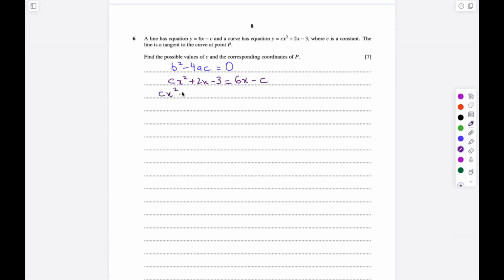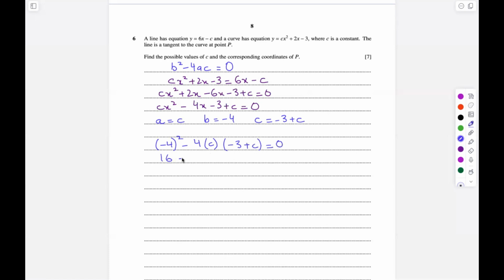Bringing 6x minus c on the right hand side, that will become cx squared plus 2x minus 6x minus 3 plus c equals 0. Simplifying this, we'll get cx squared minus 4x minus 3 plus c equals 0. So the coefficient of x squared is c, so the value of a will be c. The coefficient of x is minus 4, so b will be minus 4, and the constant term is minus 3 plus c. Now substituting this in b squared minus 4ac, that will become minus 4 whole squared minus 4 into a, which is c, and c, which is minus 3 plus c equals 0.